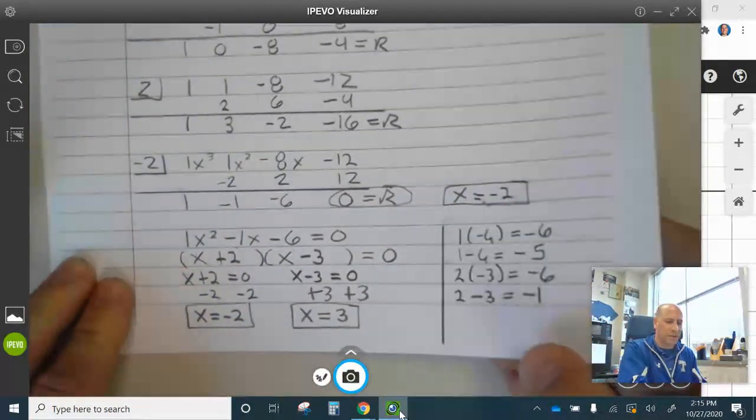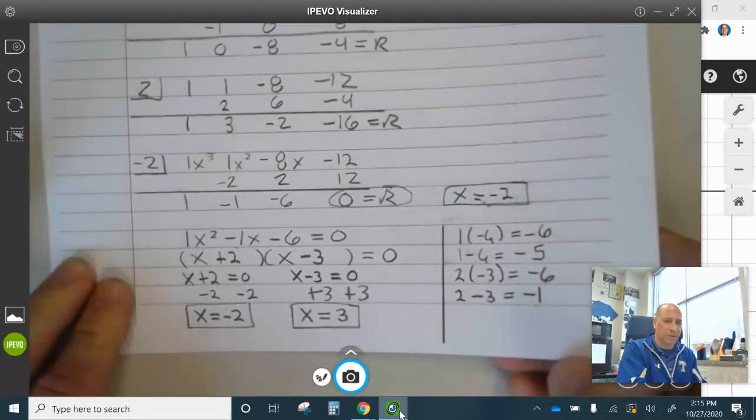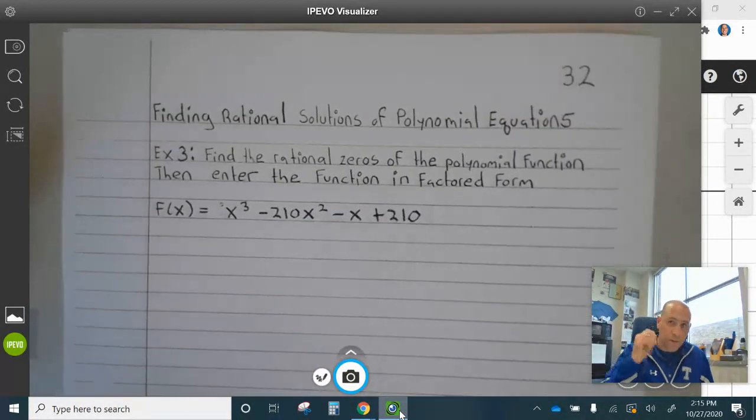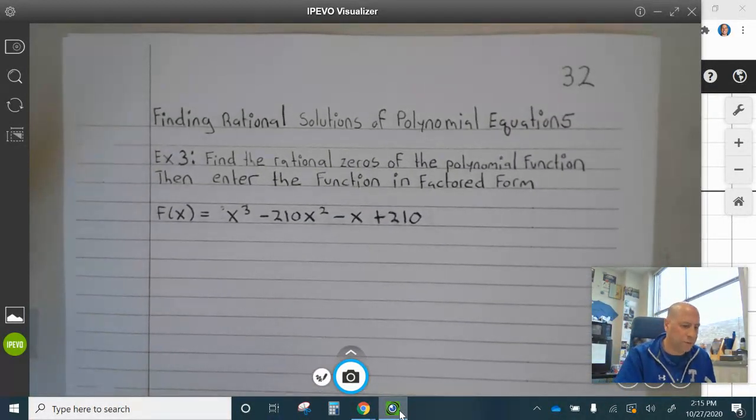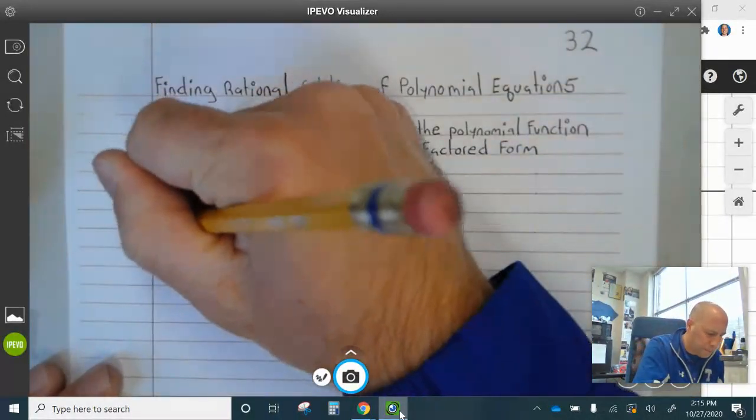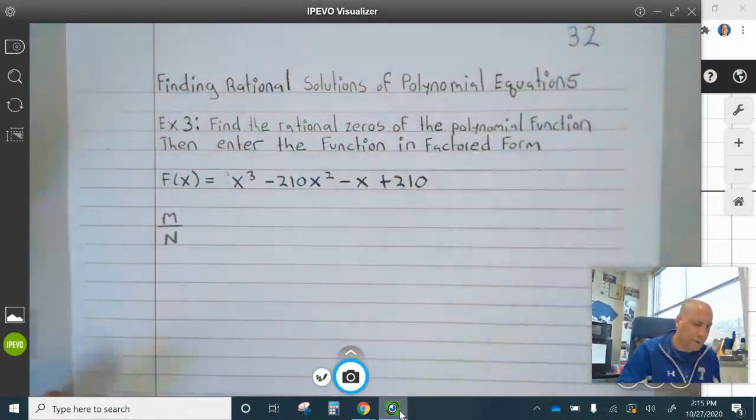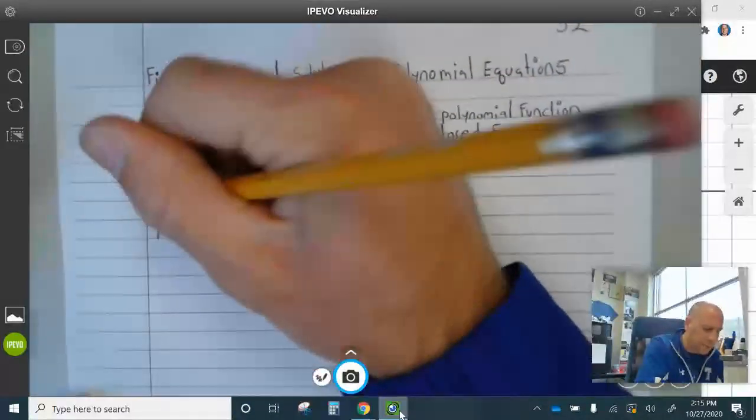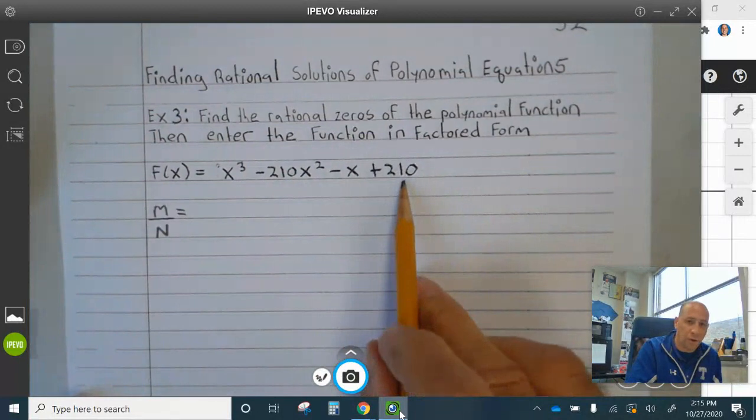All right, now let's take a look at example 3. Okay. Journal page 32. Finding rational solutions of polynomial equations. Example 3. Find the rational zeros of the polynomial function, then enter the function in the factored form. Okay, so we need to find m divided by n. Which we need to find all of the m values first. So that's all the factors of 210.